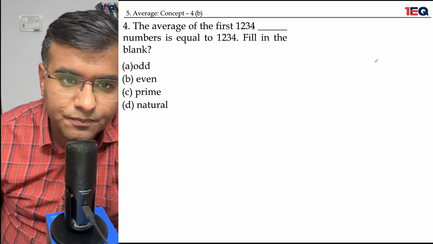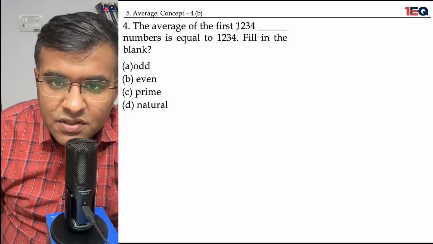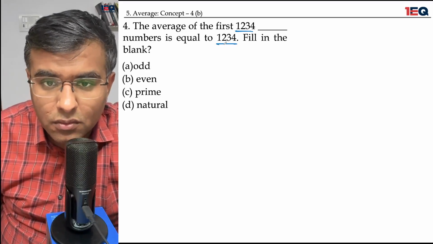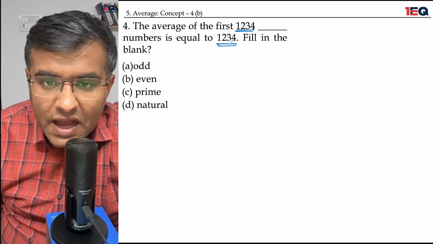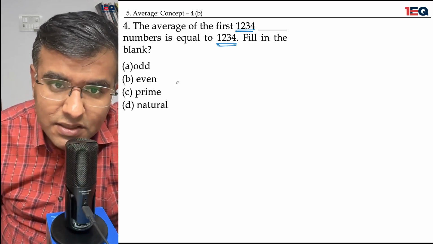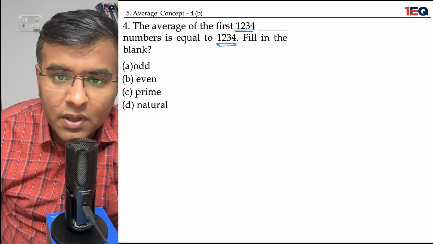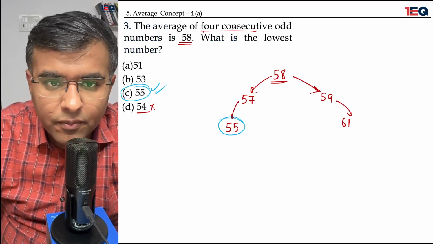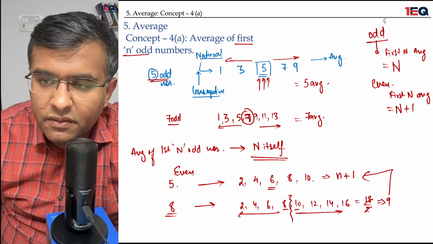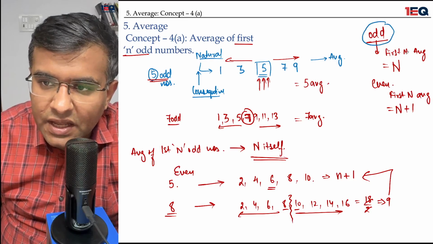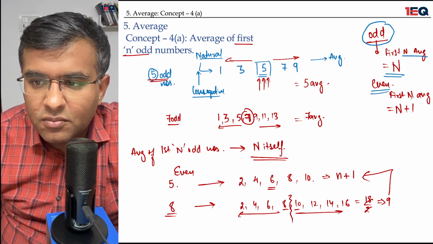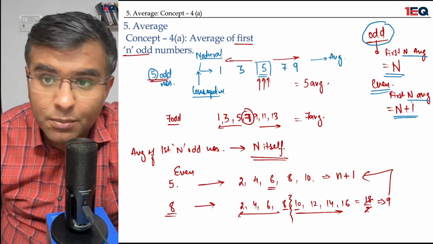Let's move on. The average of the first dash odd numbers is equal to dash. I need to fill in the blanks. I've already read and established that whenever we're talking about the average of the first n odd numbers, that value is equal to n. And for even numbers, that value is equal to n plus 1.